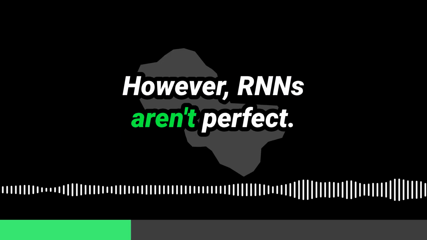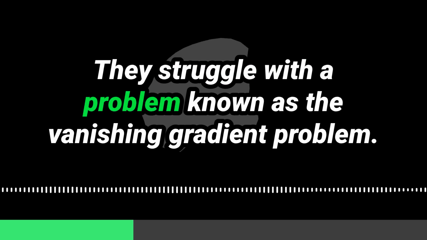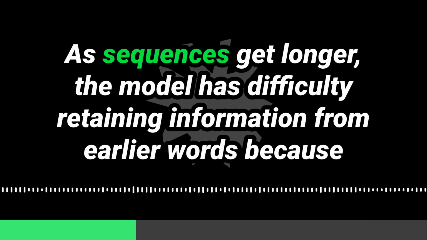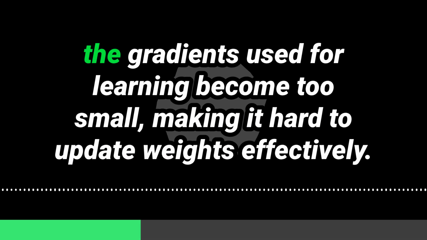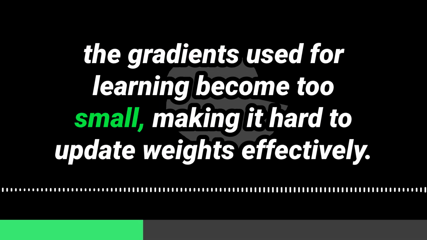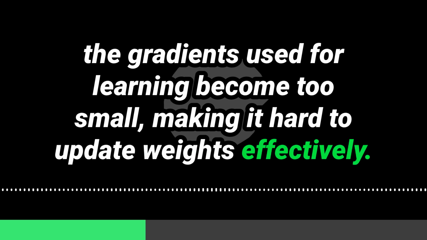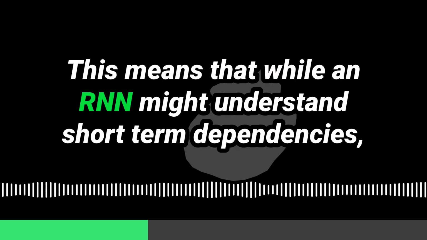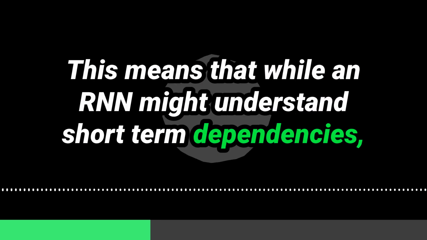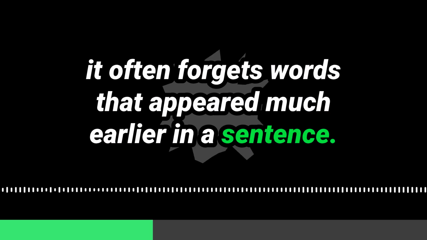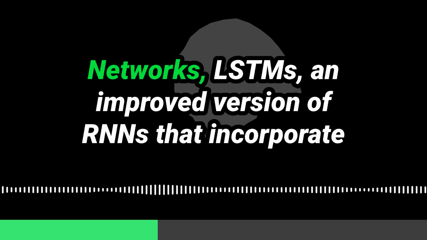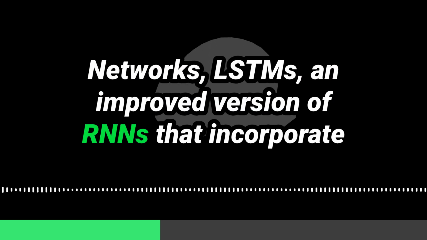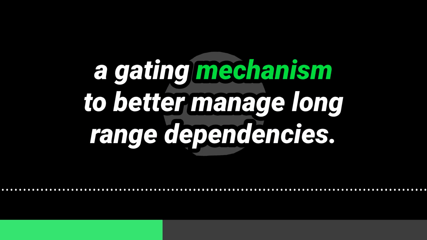However, RNNs aren't perfect. They struggle with a problem known as the vanishing gradient problem. As sequences get longer, the model has difficulty retaining information from earlier words because the gradients used for learning become too small, making it hard to update weights effectively. This means that while an RNN might understand short-term dependencies, it often forgets words that appeared much earlier in a sentence. To overcome this limitation, researchers developed long short-term memory networks, LSTMs, an improved version of RNNs that incorporate a gating mechanism to better manage long-range dependencies.